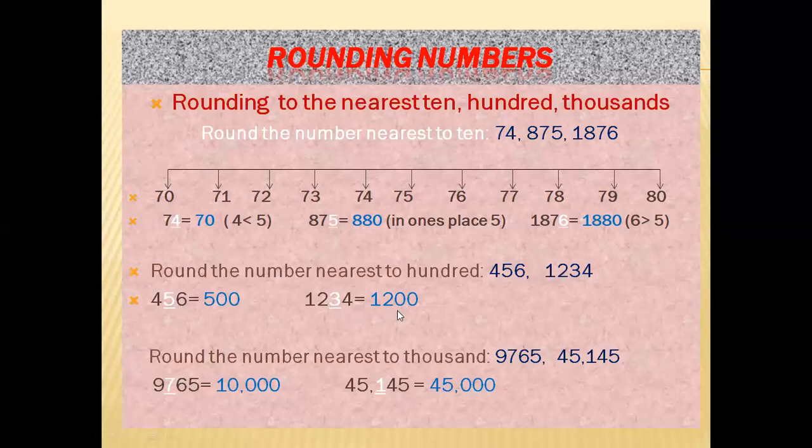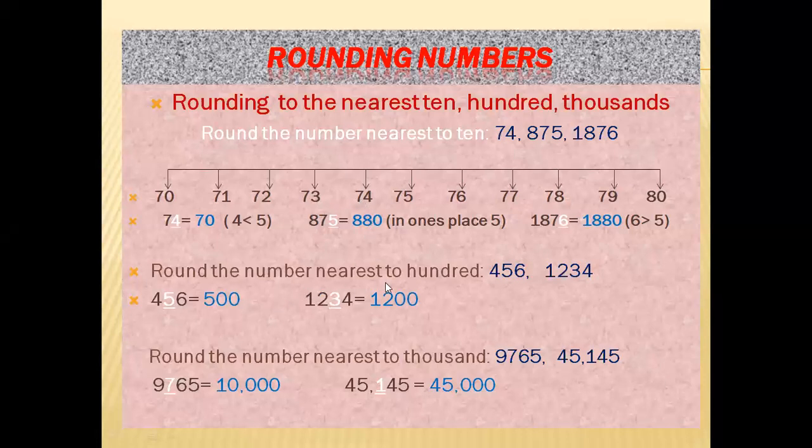The next two digits become 00. Thousands place and hundreds place stay like this, and the last two digits become 00. If you round to the nearest 100, you have to see the tens place. Round to the nearest 10, you have to see the ones place. If the ones place is 5 or greater than 5, the tens place digit changes to the next digit.